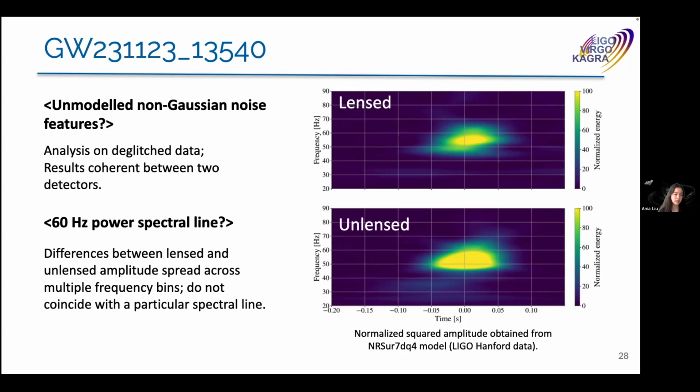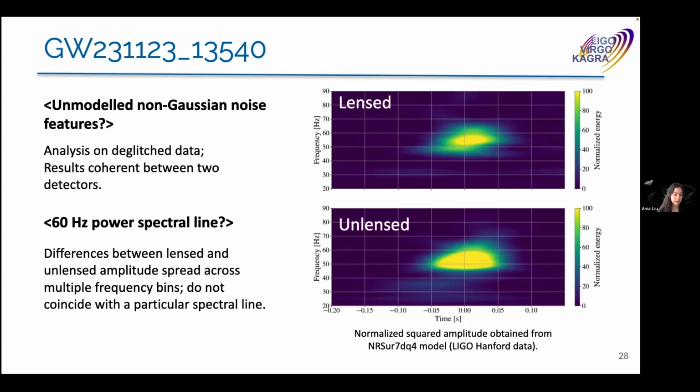Another concern is contamination from narrow spectral lines, such as the 60 Hz power line. On the right, we show the spectrograms for the lensed and unlensed reconstructions. And the differences between these two are spread across multiple time-frequency bands rather than localized at a single frequency. This indicates that the effect is broadband and not driven by a single spectral line.